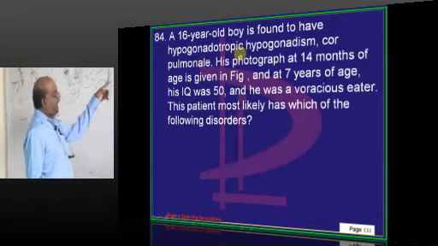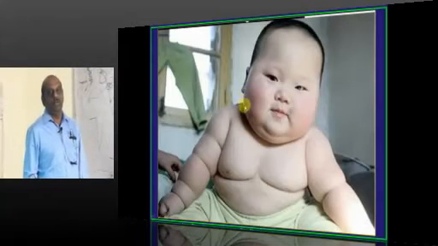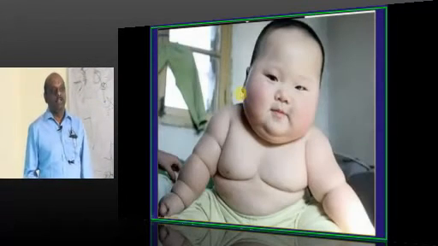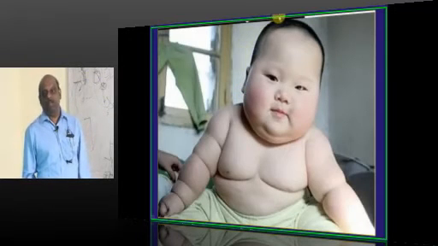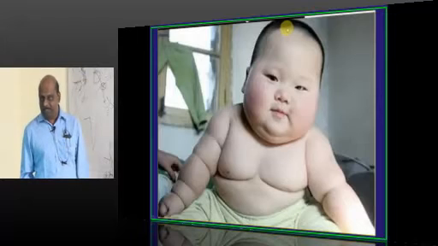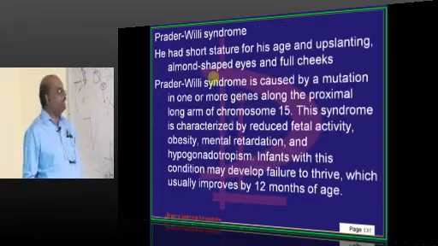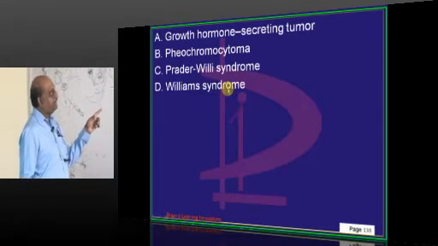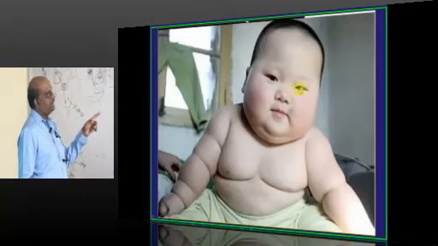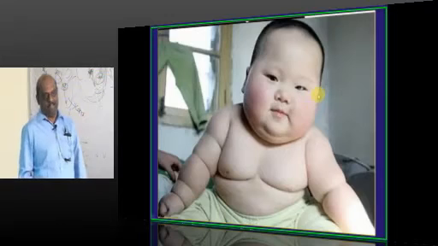A 16-year-old with hypogonadotropic hypogonadism, and his photomicrograph is shown to you. He is very pleasantly looking at you, but he is enormously obese, and when he has grown up into a bigger boy at 14 years, he is found to have hypogonadism. So obesity with hypogonadism classically makes you remember which syndrome? Prader-Willi is what needs to be remembered. Upslanting almond-shaped eyes are the classical thing.